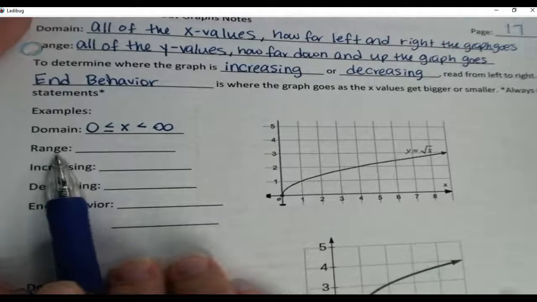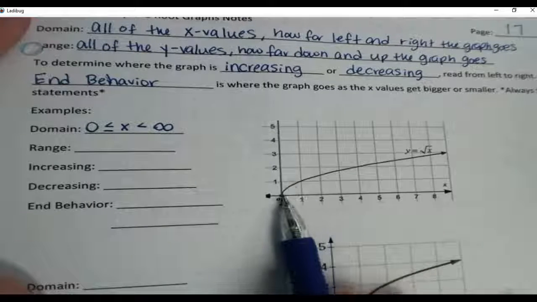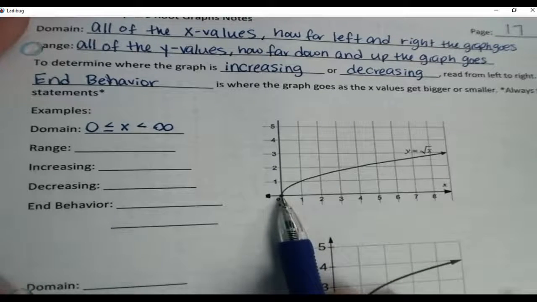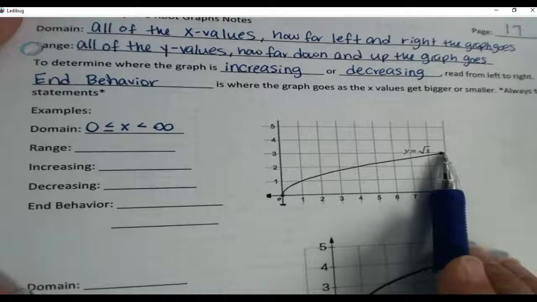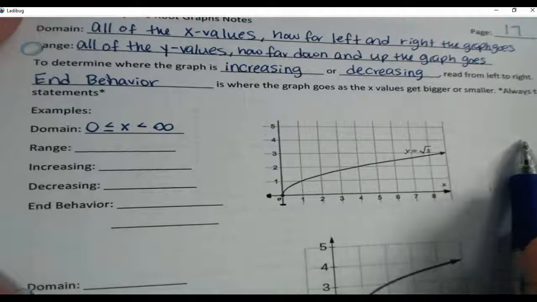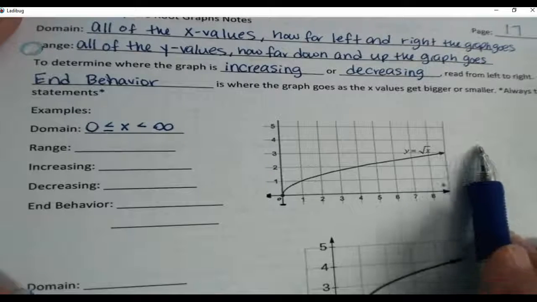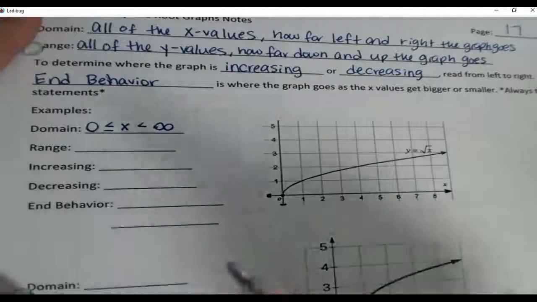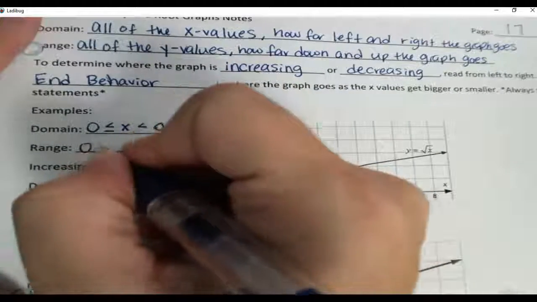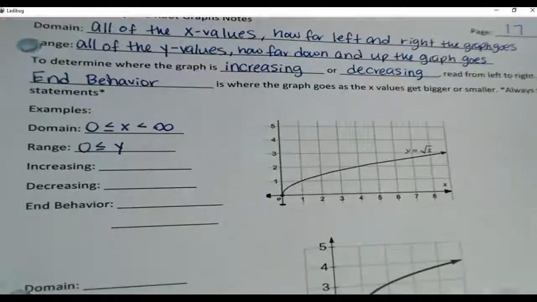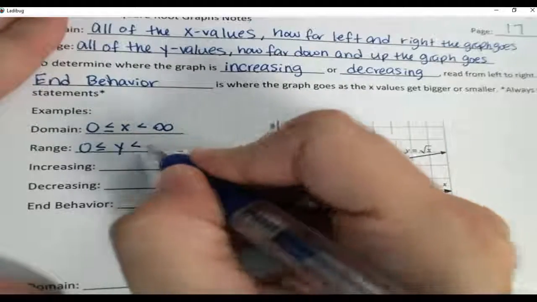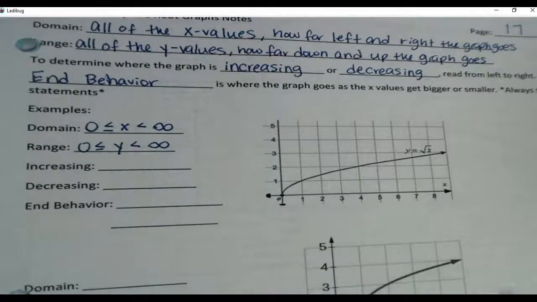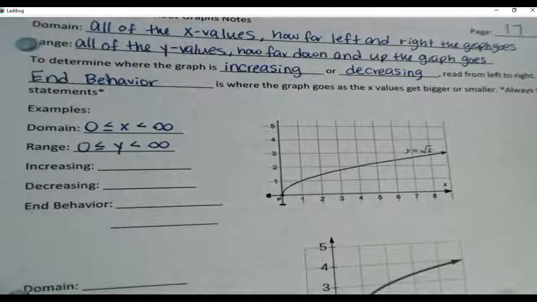So then for the range, we're looking at the y values. So if I look at my y values, again it starts here at 0, and how far up is it going to go? Is it going to go past 3? Yeah. So as it keeps on going, it goes past 3. So then our range is the same thing. So 0 is less than or equal to y, because we're looking at the range. But then on the right, it's going forever, so less than infinity. Questions?